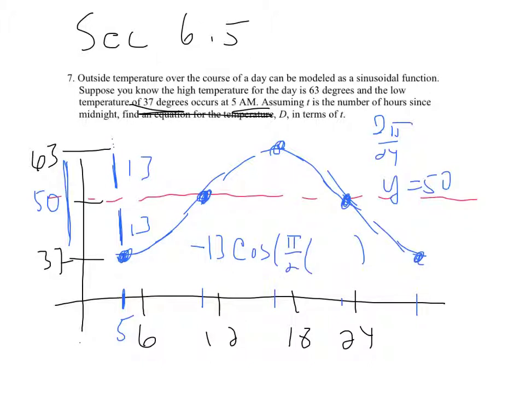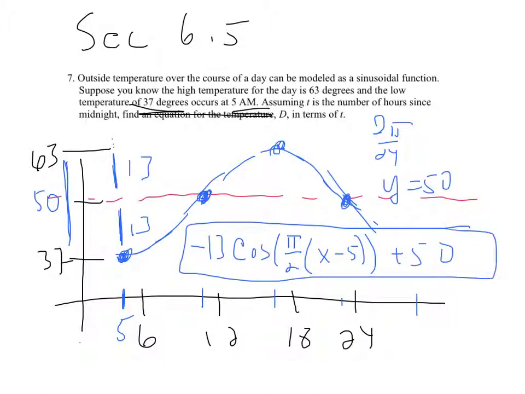And then this has been shifted right 5 units. So make it minus. And the midline is 50. That should be a 50. I'm running out of writing space. Let's see. Can I fix that? So plus 50. So I think that's the trig function that'll model the situation. Hope that helps.